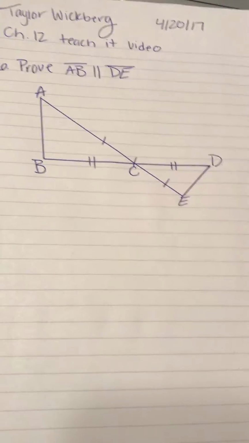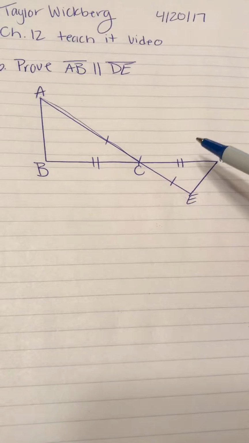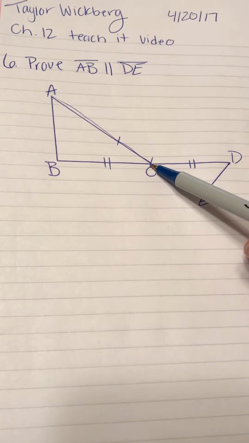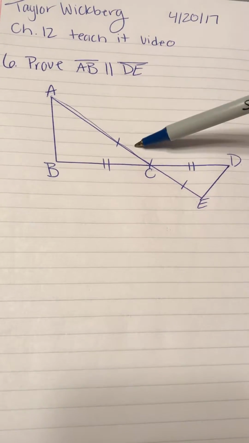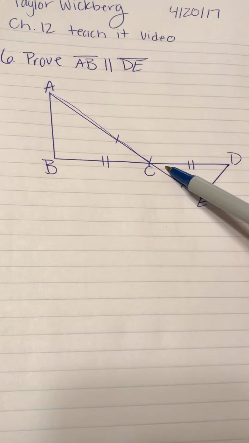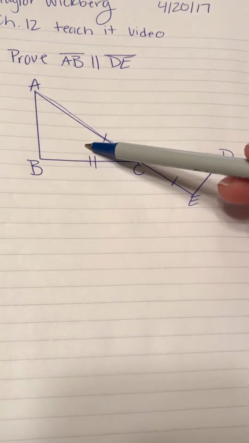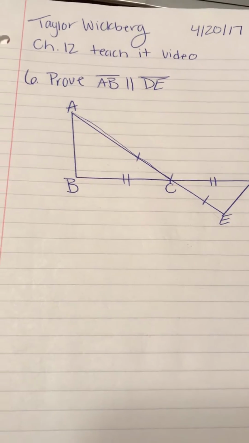So we know that line AC and EC are congruent. So AC is congruent to EC and BC is congruent to DC. That is why we have these dashes. So these dashes show that they are congruent to the line across.